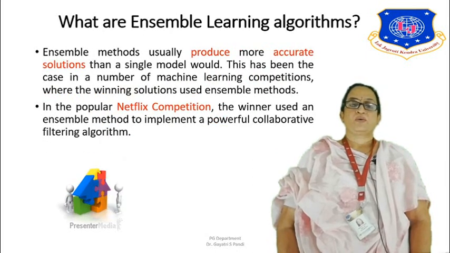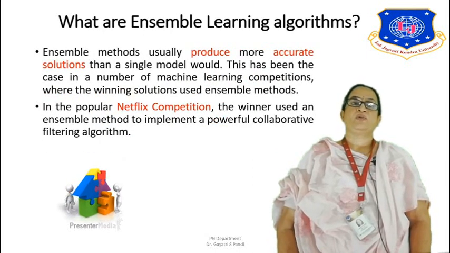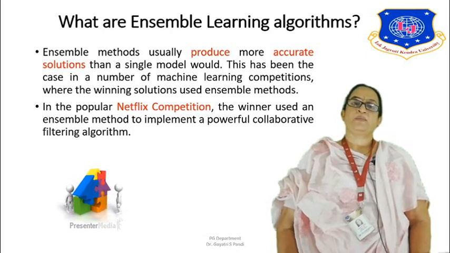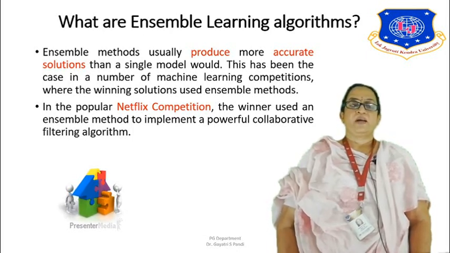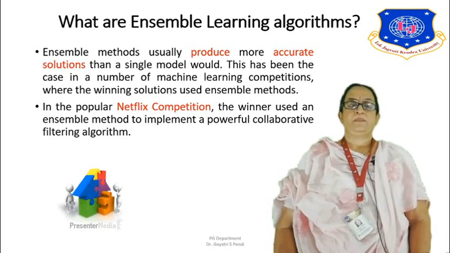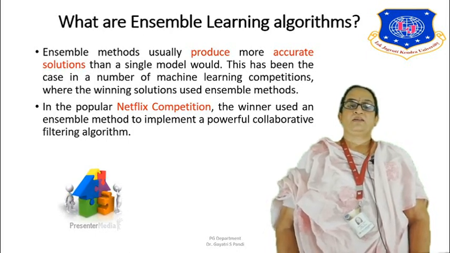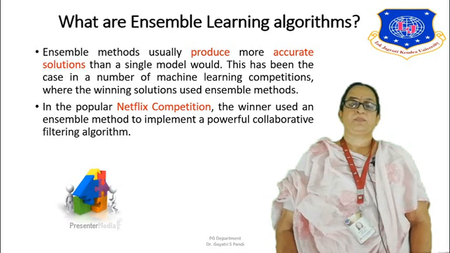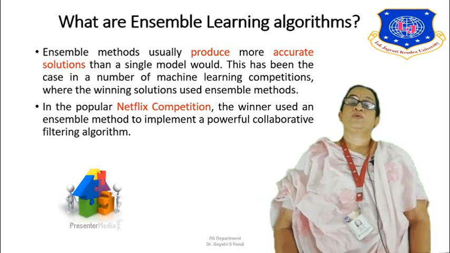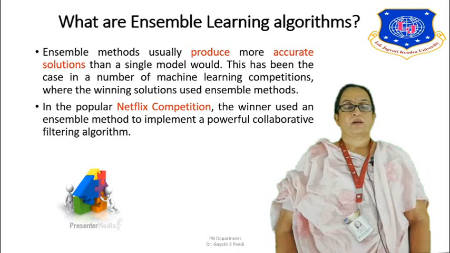Now ensemble methods usually produce more accurate solutions. As I told you, when you combine them together, they give better solutions as compared to a single model. This has been the case in a number of machine learning competitions, right? Where winning solutions basically use ensemble methods. The Netflix competition is one of the popular examples, and the winner used an ensemble method to implement a powerful collaborative filtering algorithm. So Netflix has successfully used ensemble techniques to produce better results and to produce a better winner.